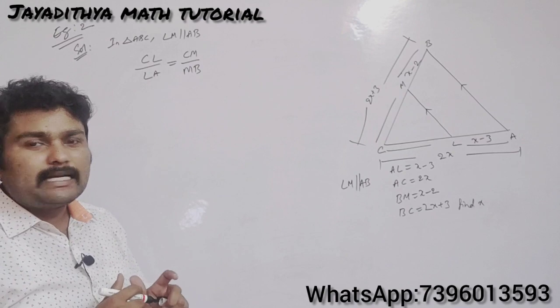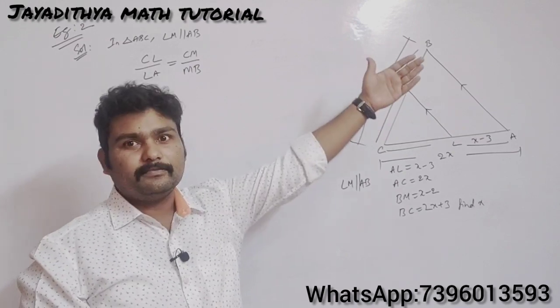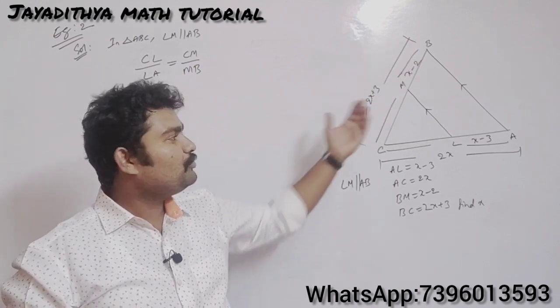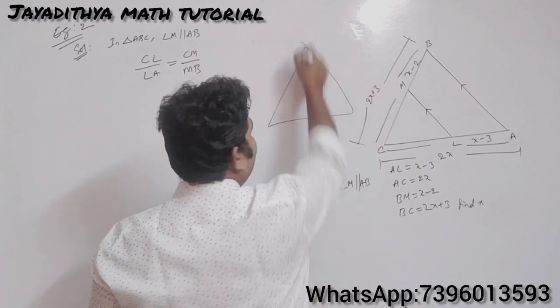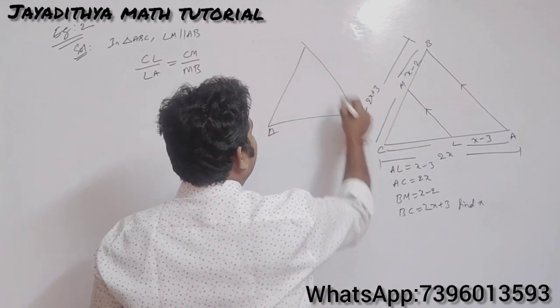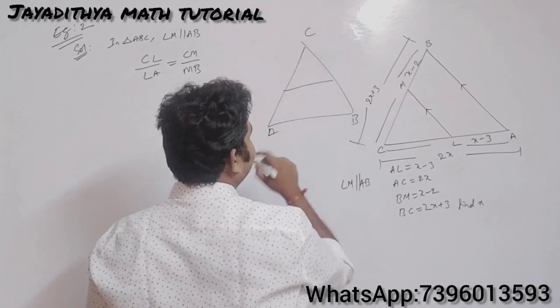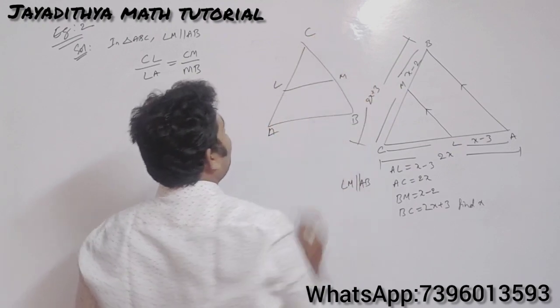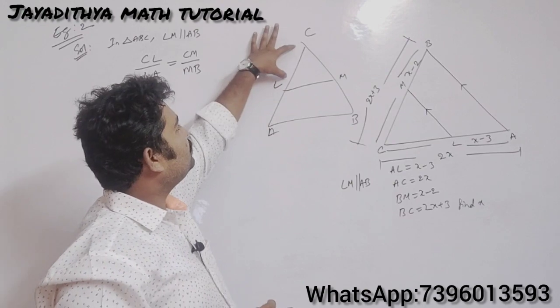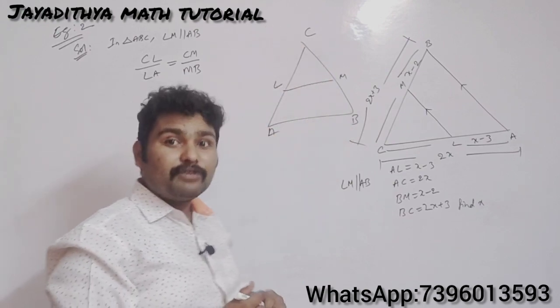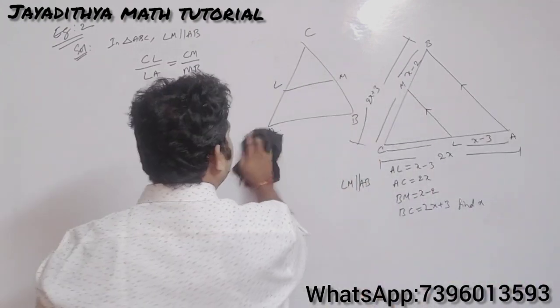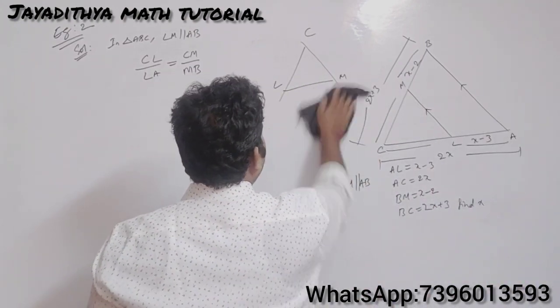Right now, if you don't understand the figure, see it from the other side, and then you can easily observe. If you tilt this one, the figure will be like this: your A comes here, B will be here, and C will be on the top, and this will be LM. So how will you take it now? You will be taking it like this only: CL by LA is equal to CM by MB. So you need to observe the figure carefully. Clear? Let us try to solve this one.